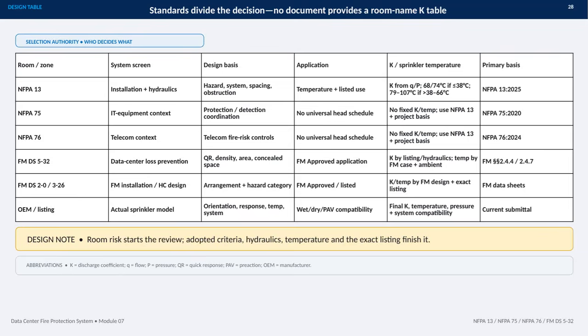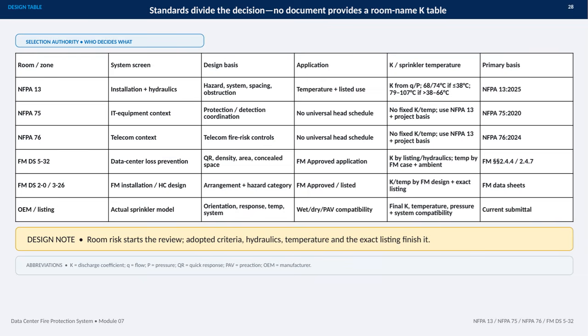This slide clarifies who actually decides the sprinkler selection for a data center room. The key point is that no single standard provides a universal room name to K-factor table. NFPA 13 supplies the installation and hydraulic framework, using hazard, spacing, obstructions, required flow, and pressure. It also connects sprinkler temperature to ambient conditions, but the final selection still depends on the design.